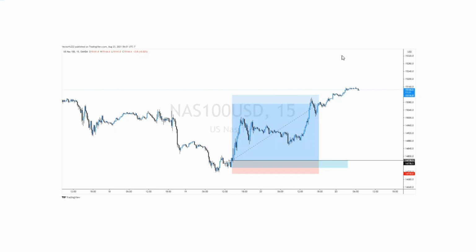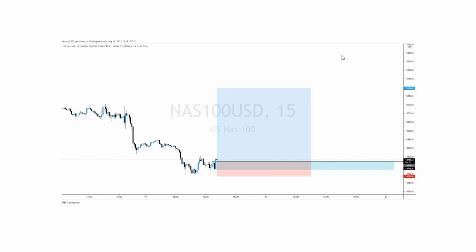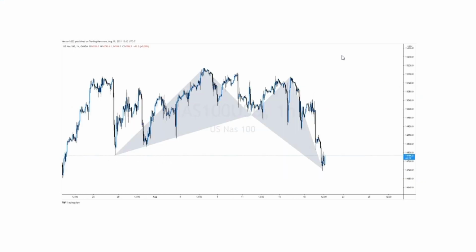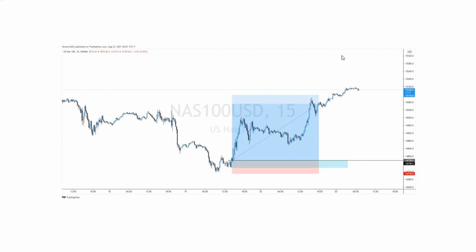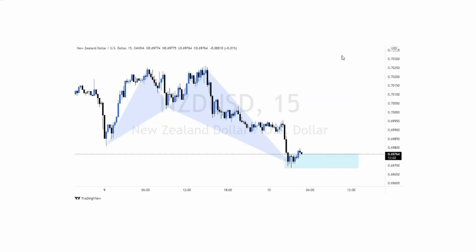Now let's move on. So that was how we wrapped up NAS 100 beautifully: a harmonic pattern in the 1 hour time frame, a demand zone created in 15 minutes, and we picked out the entry in the demand zone. It was a beautiful trade. Now let's move on to NZD USD, the last but not the least. Now this was also a very beautiful trade.